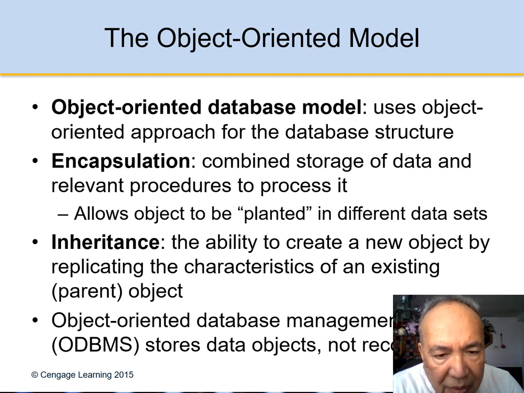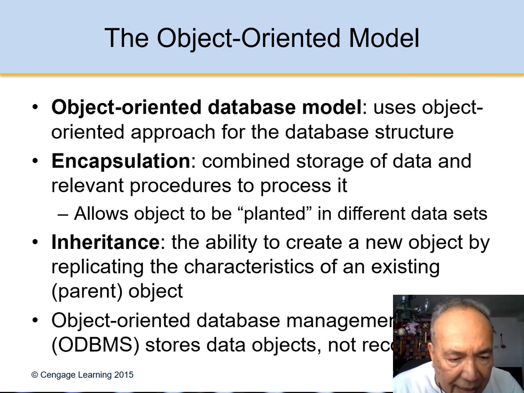Okay, it uses an object-oriented approach for database structure. And what is encapsulation? Combined storage of data and relevant procedures to process it. It allows an object to be placed in different data sets. Now, inheritance is the ability to create a new object by replicating the characteristics of an existing parent object. Okay, so this is the object-oriented model.